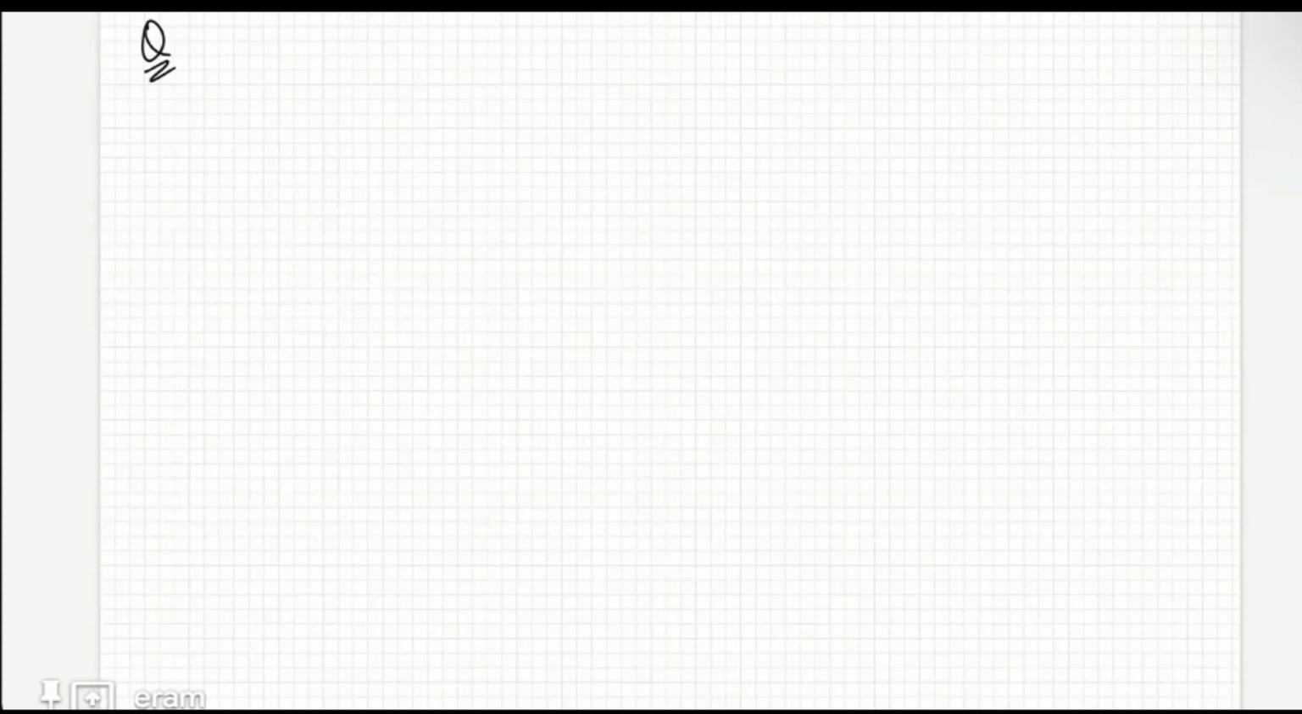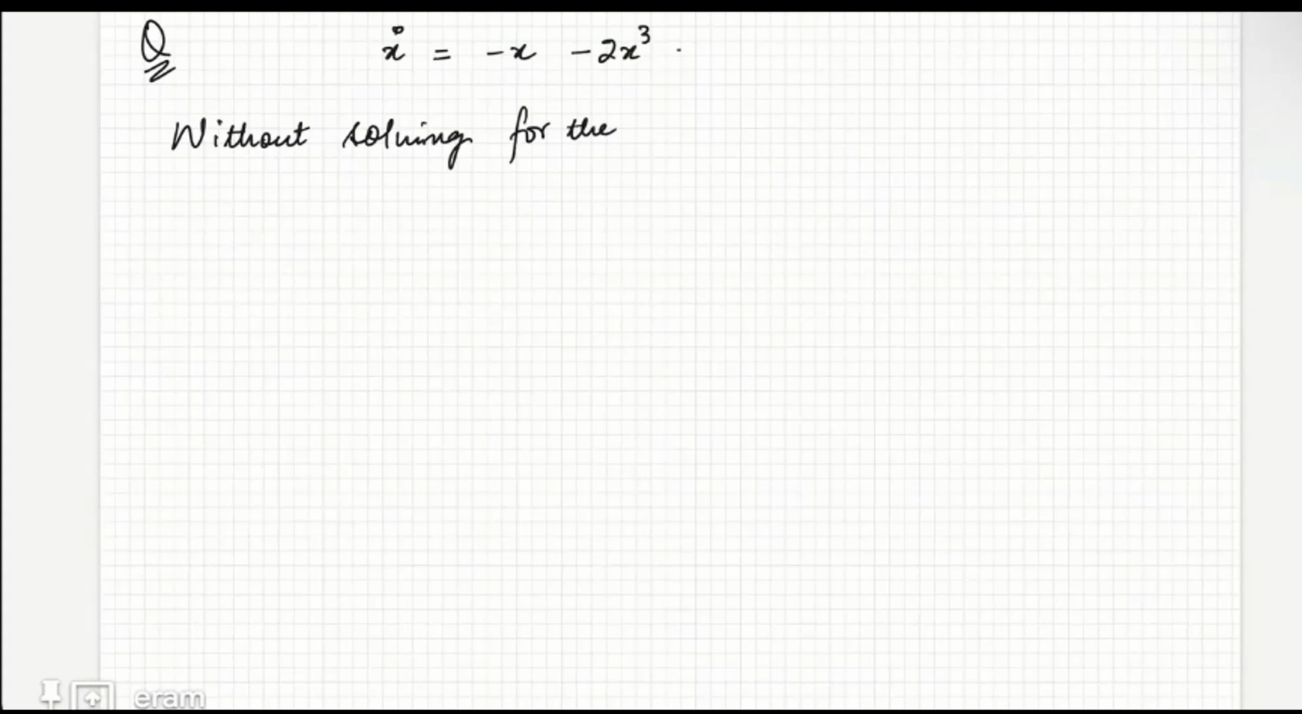Okay, consider a system given as follows. We are considering a scalar system. So we have x dot equals minus x minus 2x cube. Without finding the explicit solution for this system, that is, without solving for the solution, comment on the stability of this system.